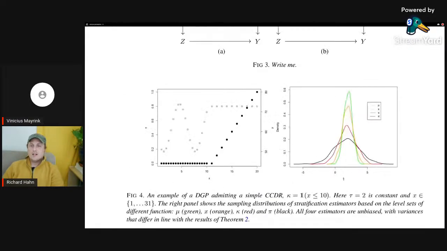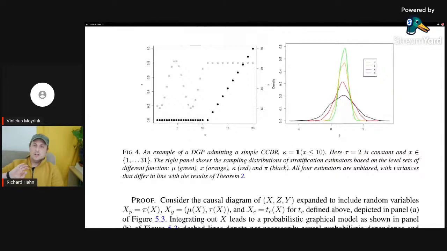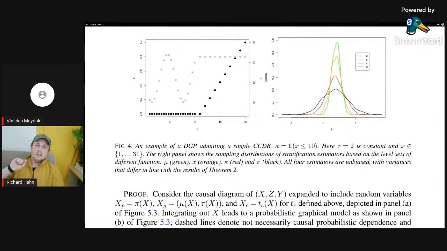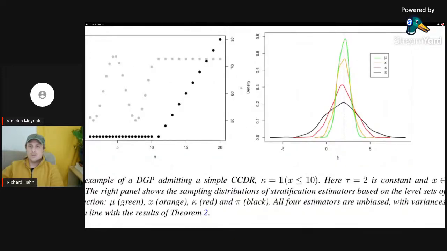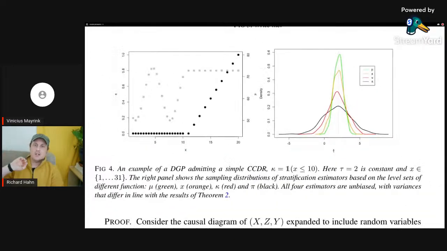So X takes on 31 unique values. Pi takes on 10 unique values. And in this particular case, we're going to assume tau is constant, and mu takes on 10 unique values. So in other words, if we condition on all of X, we have to condition on 31 things. If we condition on pi of X, we have to condition only on 11 things. And if we condition on mu, the prognostic score, we have to condition on 11.